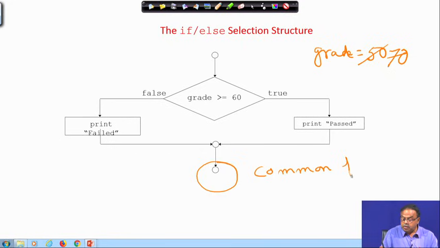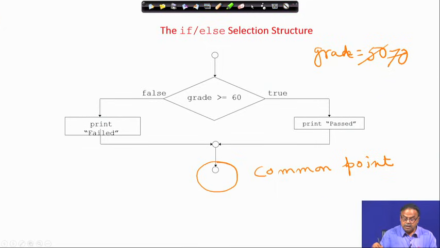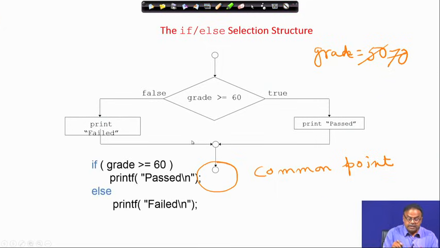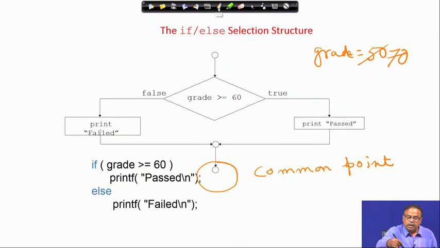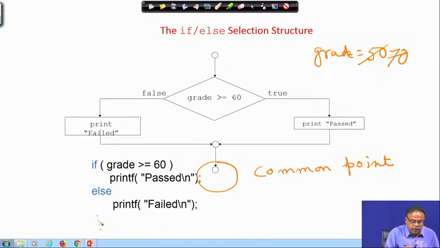So this I can write as: if grade is 60, see here there was only one statement, so I have not put the braces here, printf passed, else printf failed, and then whatever I had to do, I will do it here. Okay. And then whatever was following, that will follow here.